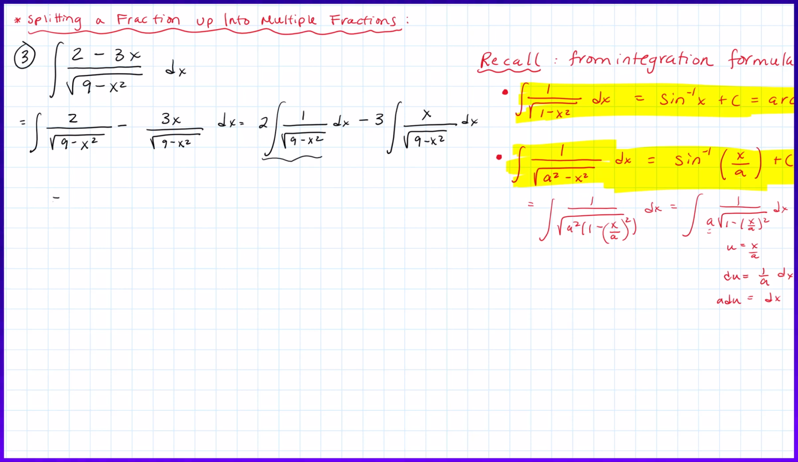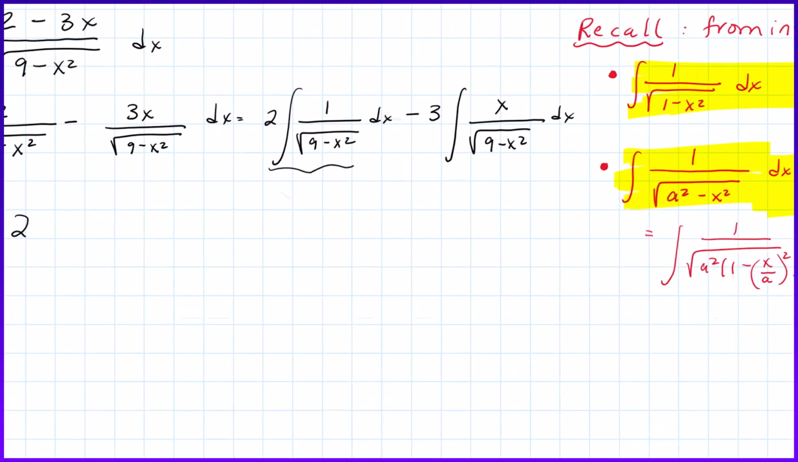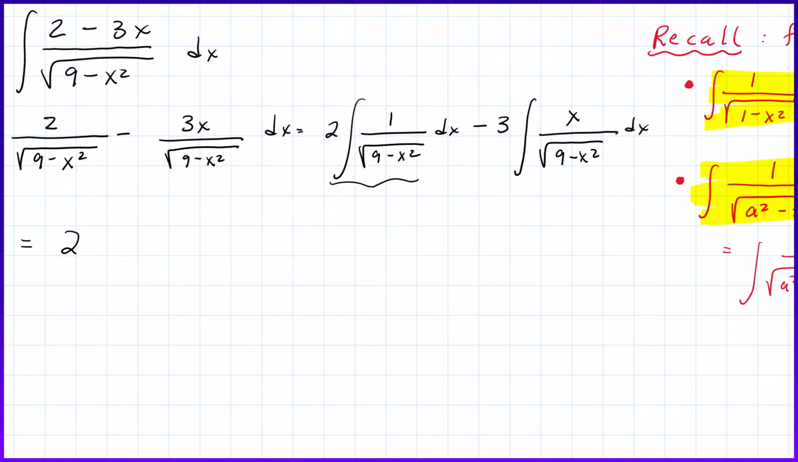So that's going to become 2. My a in that case, my 9, let's zoom in. My 9 could be written as 3 squared. So my a in this case is equal to 3, and this becomes 2 times the inverse sine of x over 3.